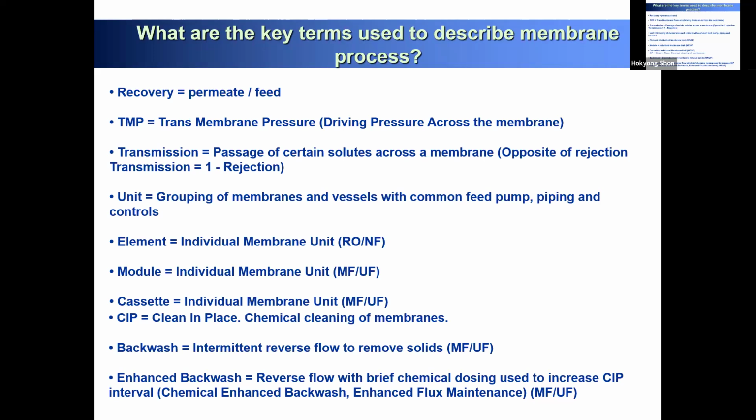So one unit is a grouping of membrane vessels with a common feed pump, piping, and control system. Element: an individual membrane unit is one element. And then module is ultrafiltration, microfiltration, cassette, CIP.